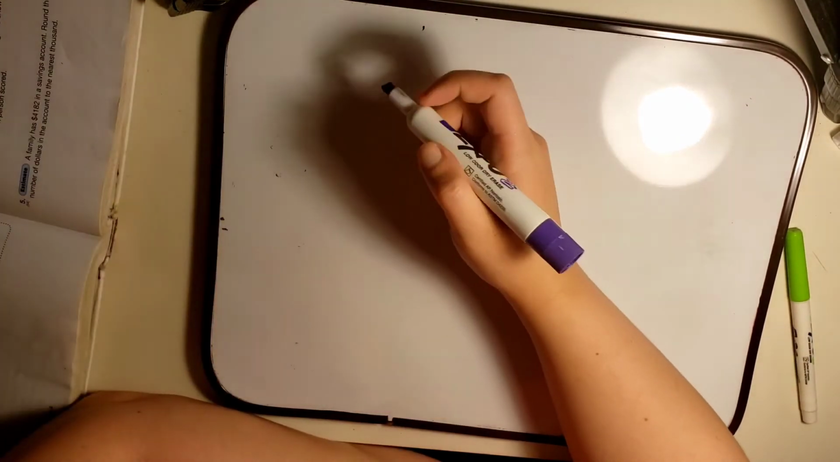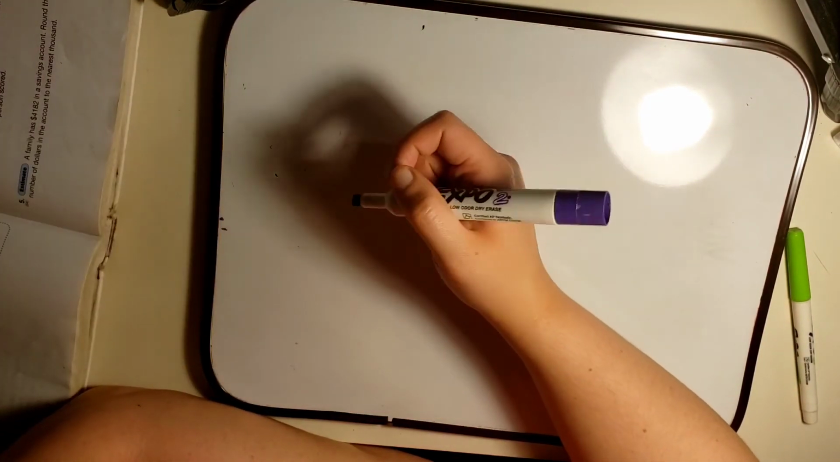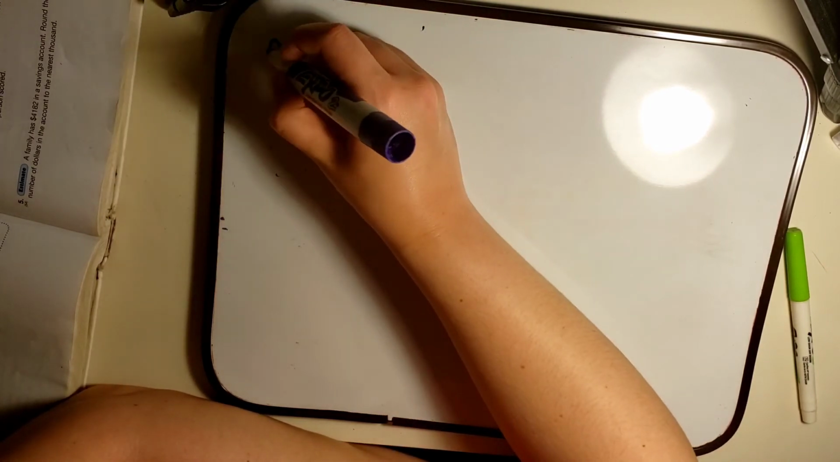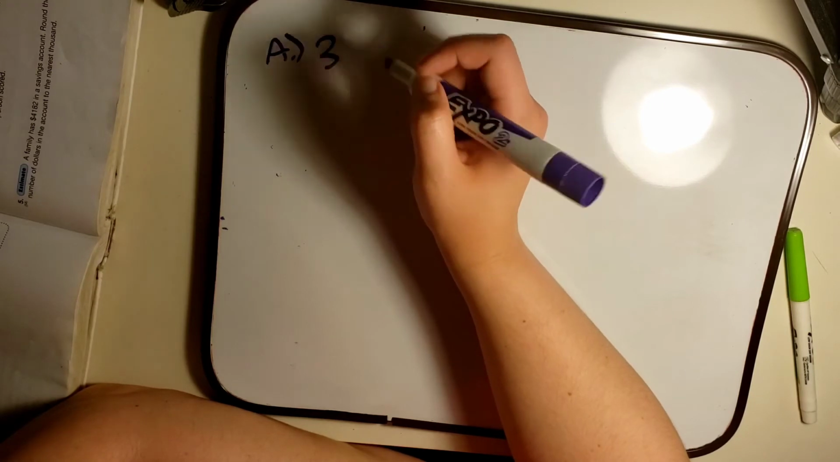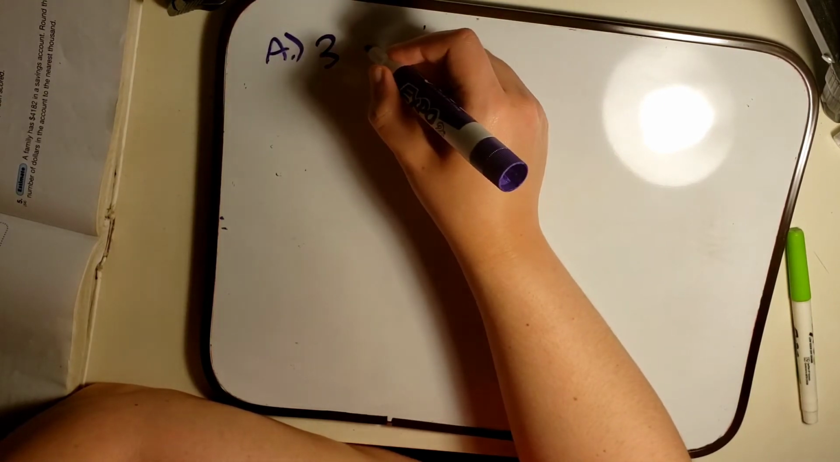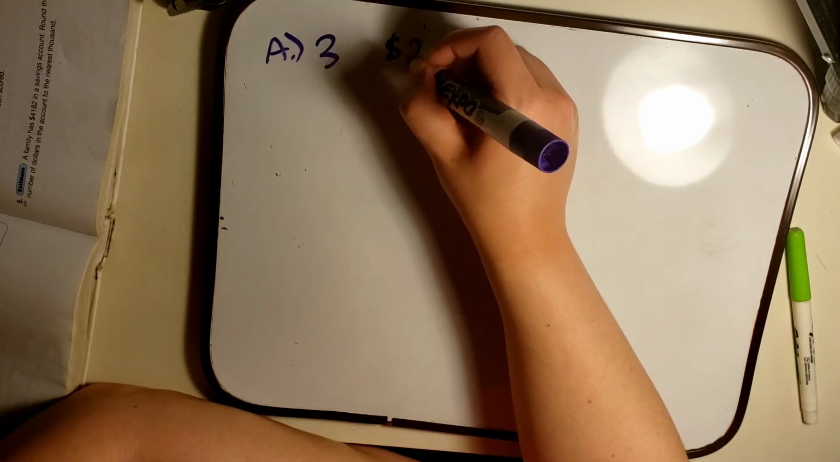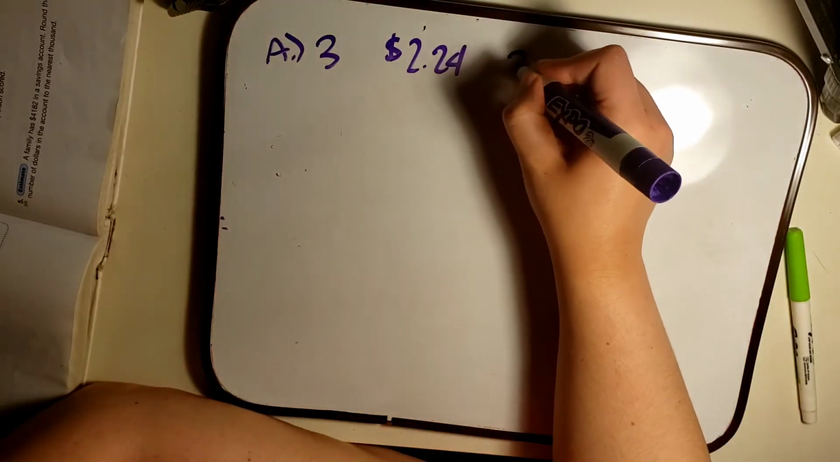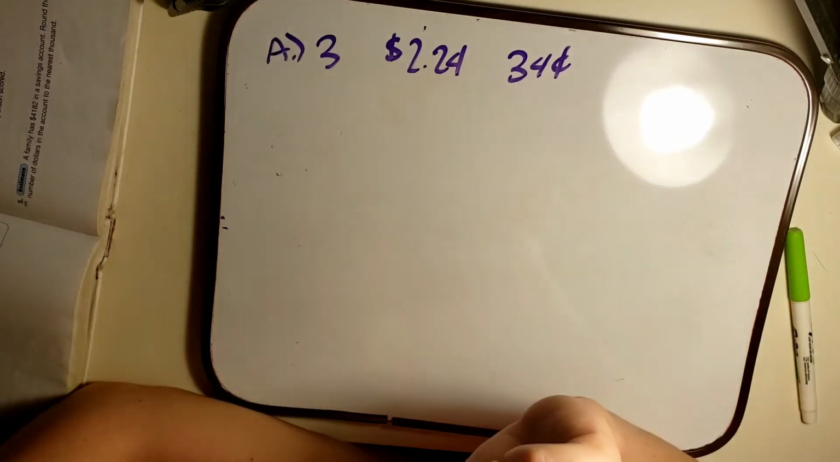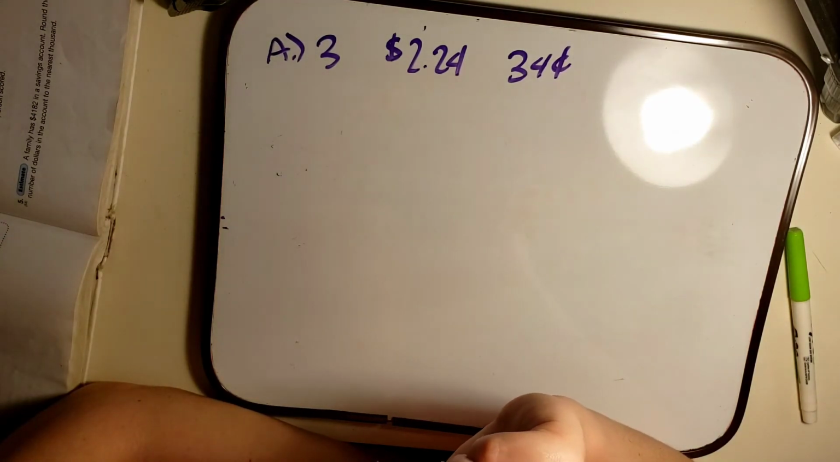And I know this video is a little bit longer, but this is a little bit longer of a lesson. So lesson practice, I'm just going to keep my book over there so I can see it. A says Serena bought 3 pairs of socks. Each pair was priced at $2.24. The sales tax was 34 cents. Altogether, how much did Serena spend on socks?